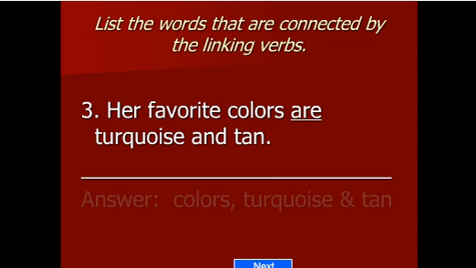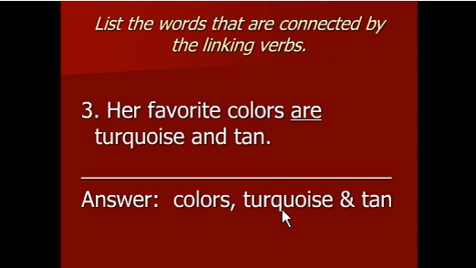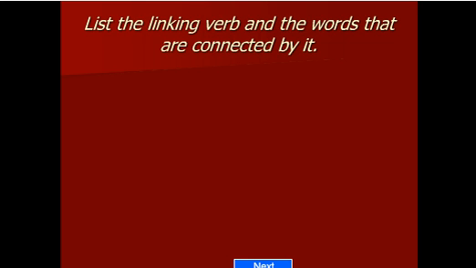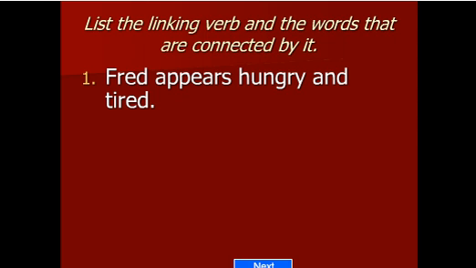I think you've probably guessed it. Colors, turquoise and tan. You can tell this is an American site because of the way they're spelling colors. We have a U in ours. List the linking verb and the words that are connected by it. Now we're doing all of the things.